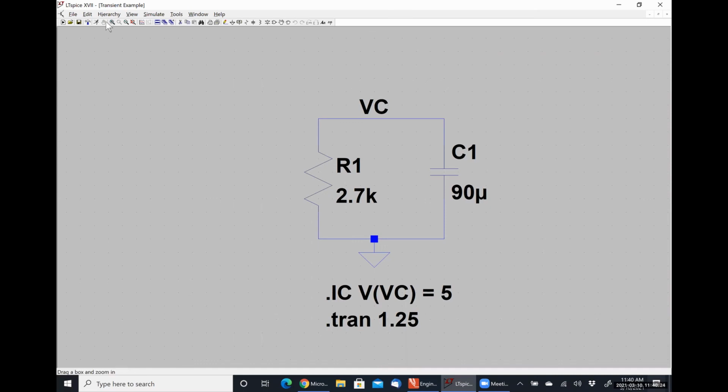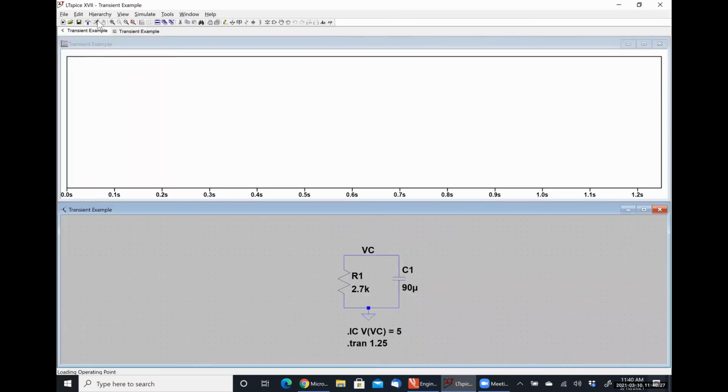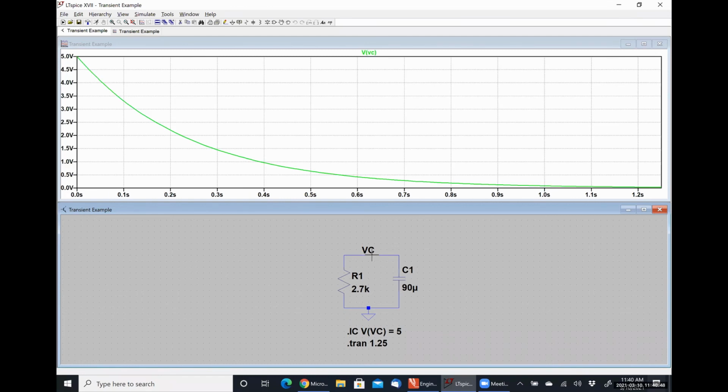So if I run my simulation here, it gives me a blank screen, and then I click on the component. This is a current probe, telling me the current flowing through the capacitor in the down direction. Over here, this would be the current flowing through the resistor in the down direction. Or I can click on the node, which tells me the voltage at that node. So my capacitor voltage starts at 5 and decays to 0 in around 5 time constants, which is exactly what I would expect.